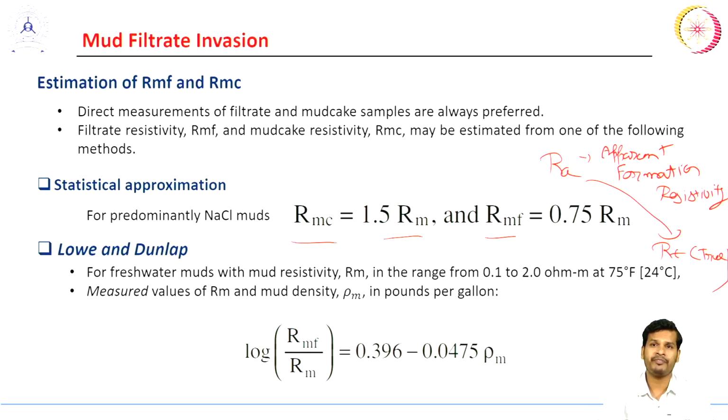One way of measuring Rmc, Rm, and Rmf is to do filtration studies at the surface in the laboratory, prepare a mud cake sample, a mud filtrate sample, and a mud sample, measure their resistivity, and then use different correlations to calculate the resistivity at the pressure and temperature condition of the formation. Typically, we can use this correlation: Rmc is generally taken as 1.5 Rm, and Rmf can also be taken as 0.75 Rm. These are statistical approximations for NaCl based mud, or you can use a number of other correlations given by different people, such as the Overton and Lipson correlation, which relates the mud filtrate resistivity to the density of the mud, only if Rm is in the range of 0.1 to 2 ohm-meter at 75 degrees Fahrenheit. In those conditions, you can use this equation.